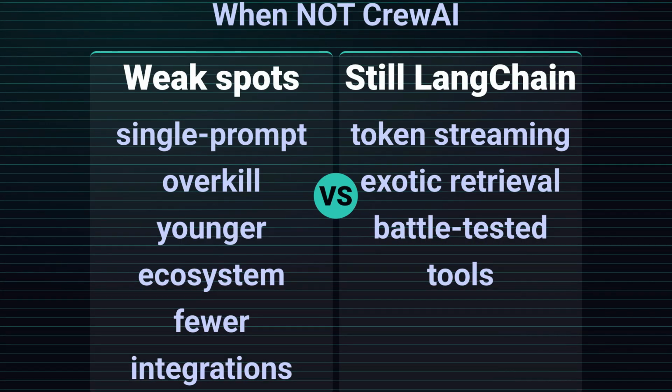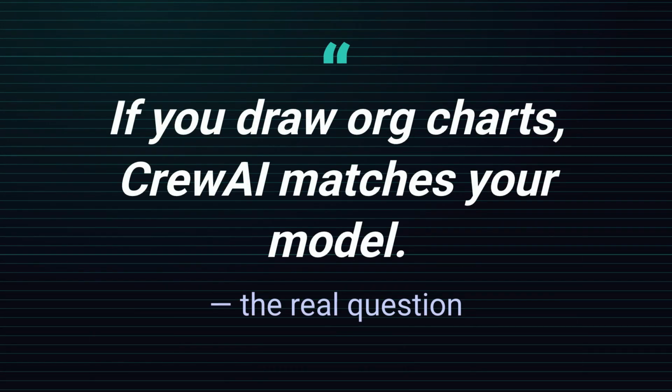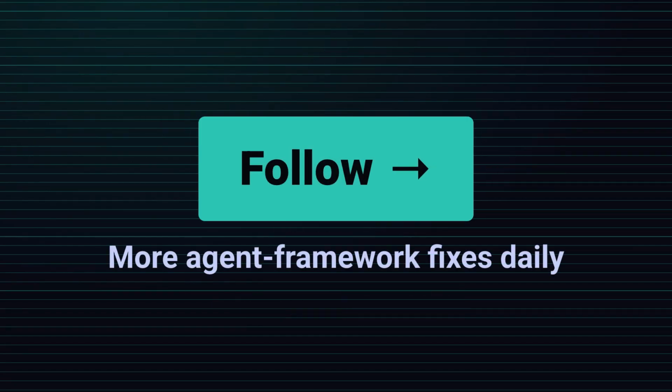So the real question isn't which framework is objectively better, it's whether your problem is fundamentally about orchestrating collaborating agents or about low-level composition. If you keep drawing org charts to explain your system to teammates, CrewAI probably matches your mental model better than raw chains ever will. Try rebuilding one messy workflow as a crew this week. You might be surprised how much code you delete and how much clarity you get back.